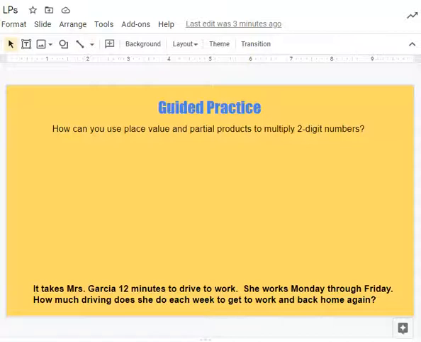For example, our question: it takes Mrs. Garcia 12 minutes to drive to work. She works Monday through Friday. How much driving does she do each week to get to work and back home again? Let's read that again. It takes Mrs. Garcia 12 minutes to drive to work. She works Monday through Friday. That's 5 days, right? Monday, Tuesday, Wednesday, Thursday, and Friday. How much driving does she do each week to get to work and back home again?